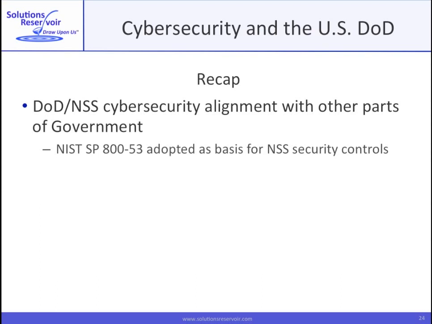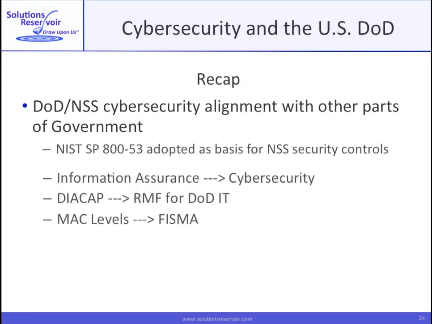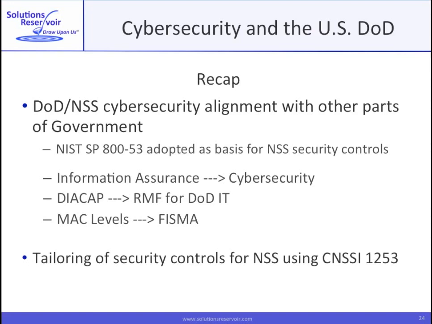In Part 3, we've covered the cybersecurity alignment of national security systems with other parts of the government, noting some important changes wrought by the alignment. We've also covered tailoring security controls for NSS using CNSSI 1253 on top of SP 853.